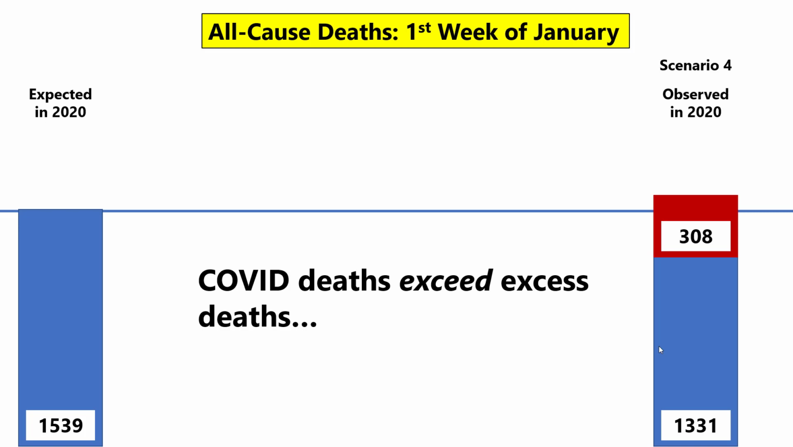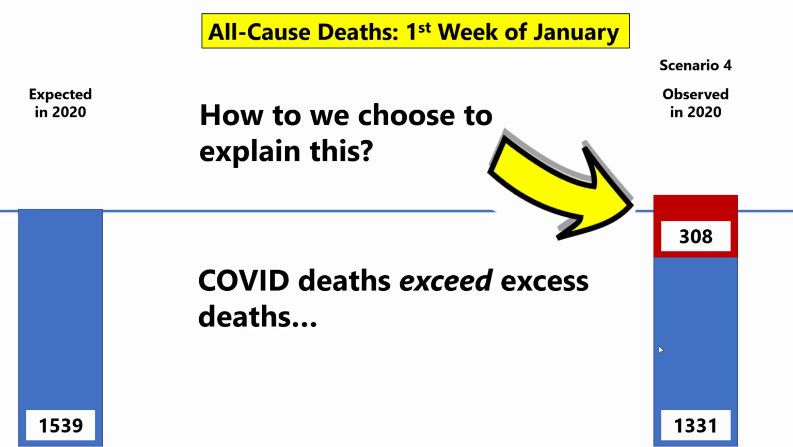So imagine this one. This is scenario number 4 that I gave you earlier, right? Where there were 100 excess deaths, 1,639 observed versus 1,539 expected. So 100 excess deaths, but 308 COVID-specific deaths. When COVID deaths were lower than excess deaths, it was suggested that they were an undercount. But would we call this an overcount of COVID deaths?